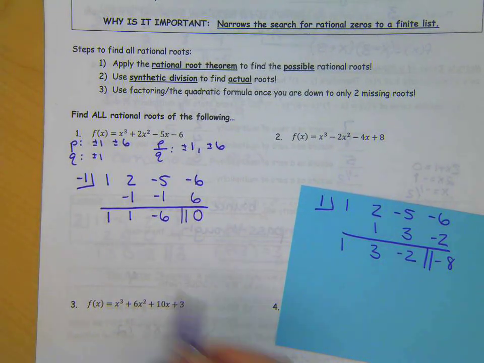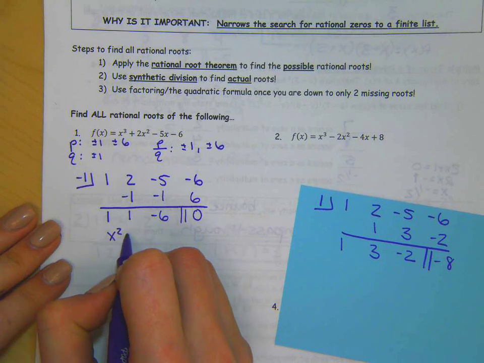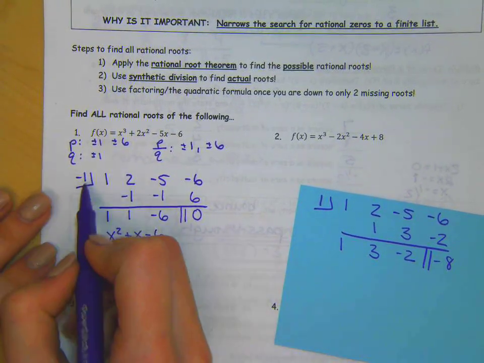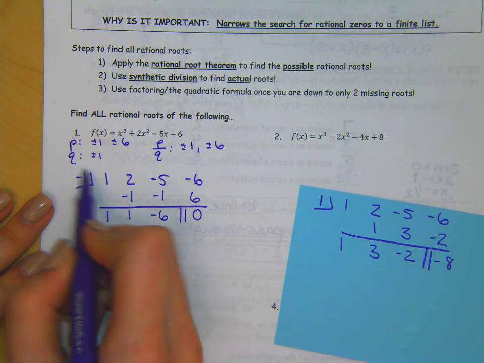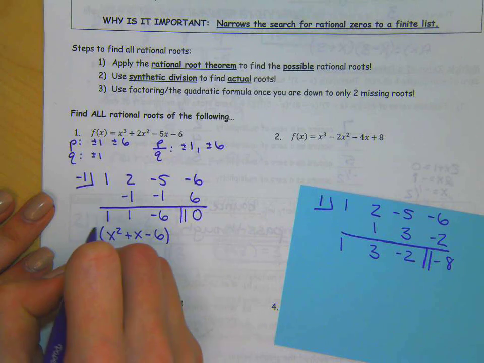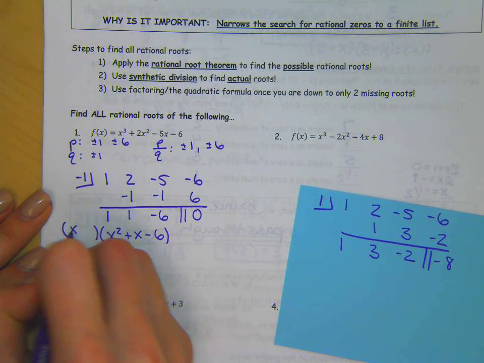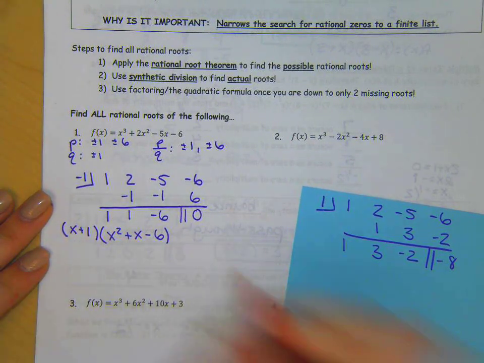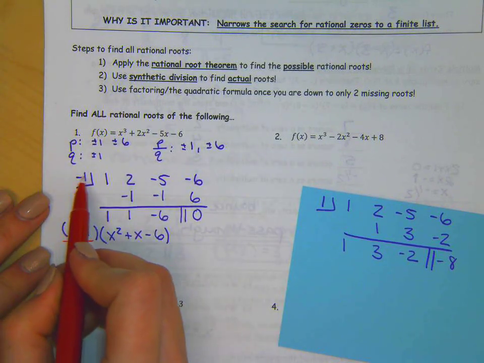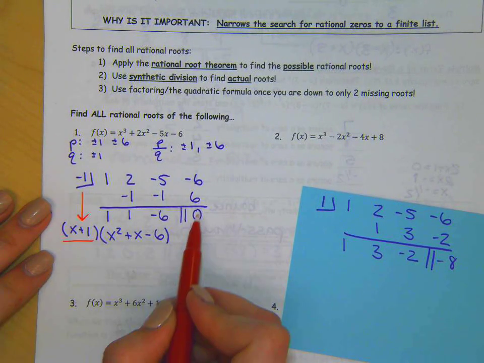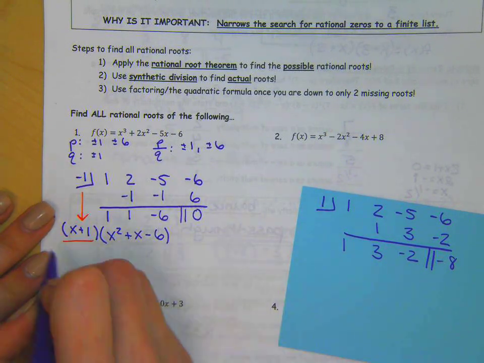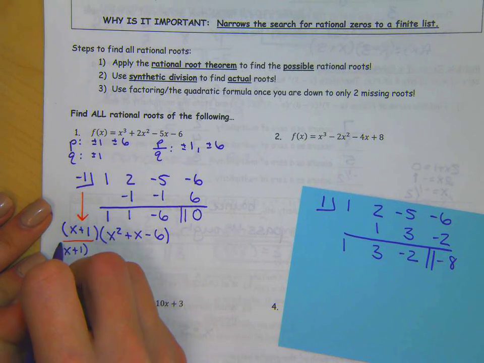So with this, we have x squared plus x minus 6. But we know that negative 1 is also a 0. So we have another factor that I can bring down of x plus 1. So again, that x plus 1 here came from the fact that we now know that -1 is a 0 because it brought us a remainder of 0. I've got x plus 1 as my first factor.